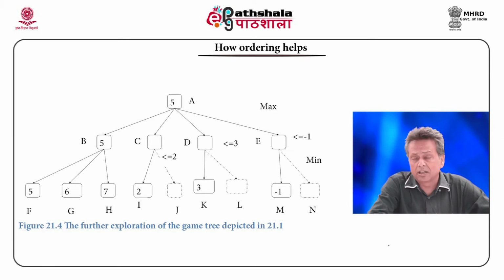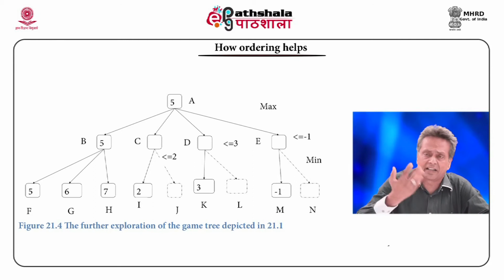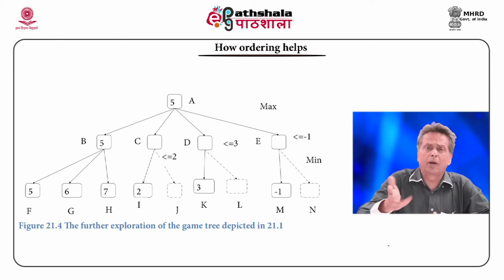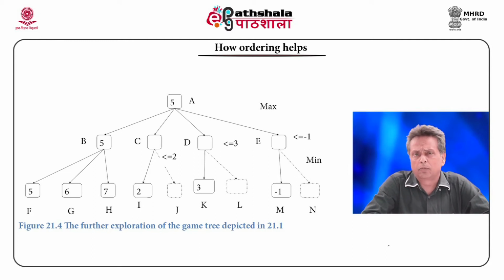And I've already got 5 from B. So there is no point exploring other children of C. Similarly, when I explore the first child of D, I get 3. Again, this is no good. E is -1, it is worse. So there is again no point. And I could easily eliminate others.